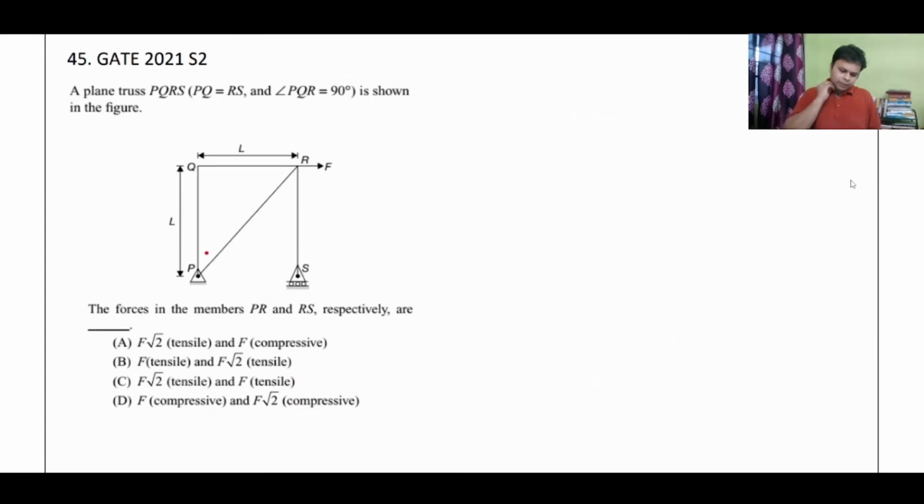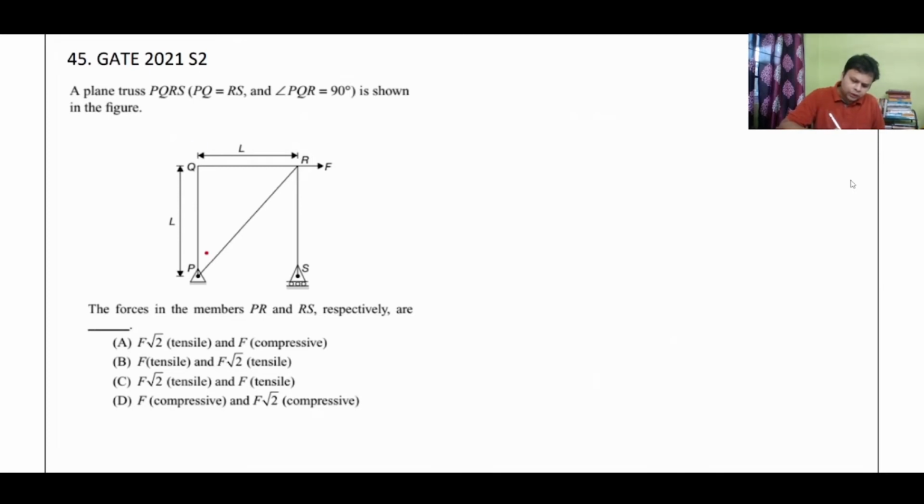Question number 45. A plane truss PQRS, PQ is equal to RS, and angle PQR is equal to 90 degrees, shown in the figure. The forces in the members PR and RS respectively are. So this is again a very easy question. Again, truss questions are coming out maximum easy.